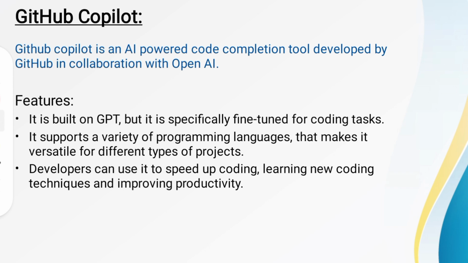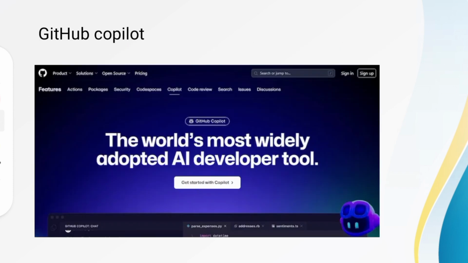GitHub Copilot is an AI powered code completion or code generation tool. It was developed by GitHub in collaboration with OpenAI. It is built on GPT, but it is specifically fine tuned for coding tasks. As we learn in large language models, that the models are fine tuned. So it is specifically fine tuned on coding tasks. It supports a variety of programming languages that makes it versatile for different type of projects. Developers can use it to speed up coding, learning new coding techniques, and improving productivity. This is GitHub Copilot Preface.